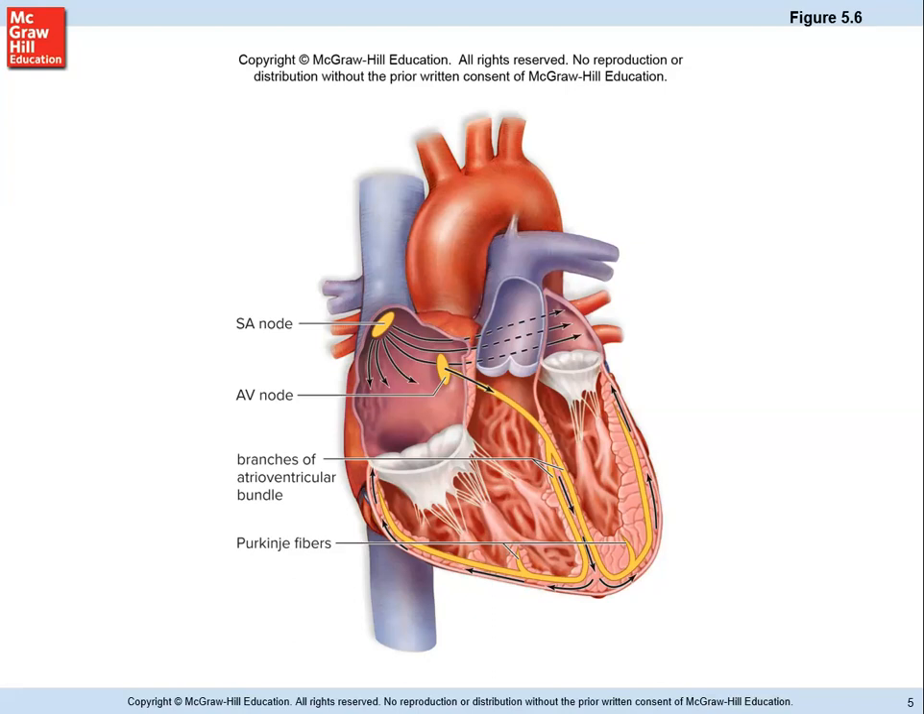So atria contract, then ventricles contract. And while the ventricles are contracting, the atria are relaxing, in this case refilling with blood. While the atria are contracting, the ventricles are relaxing, refilling with blood. So if one's contracting, the other one's relaxing, refilling with blood, and ready to start the whole process over again.